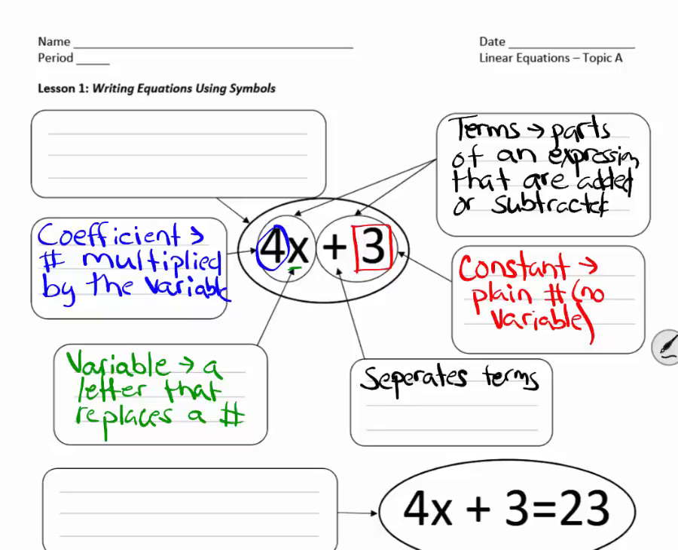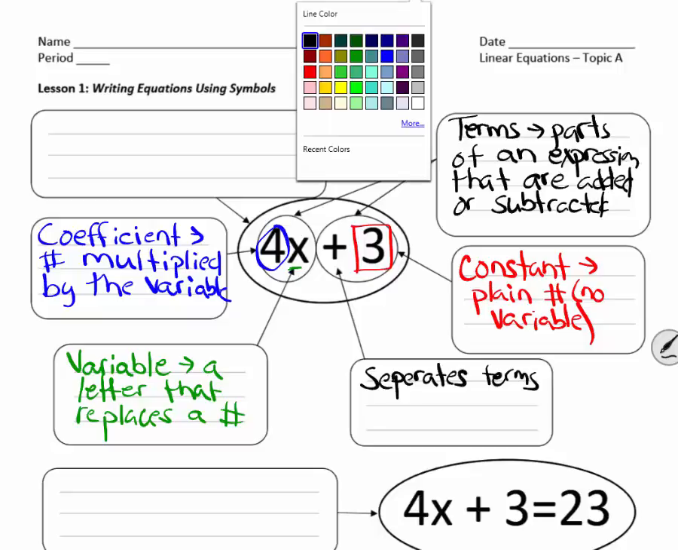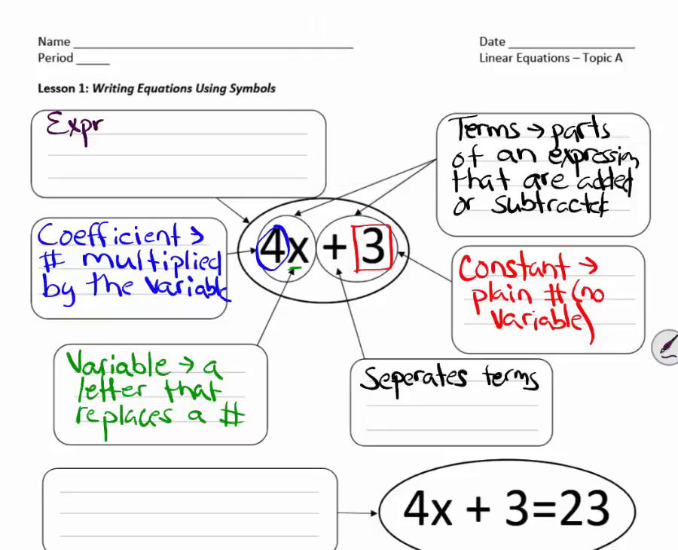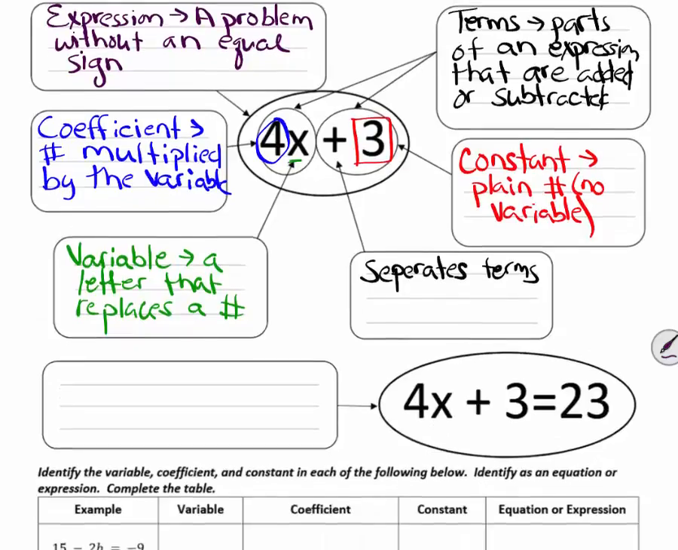Okay, now, you put these all together, and you are going to get, we'll try writing in purple, I hope. You put all of this stuff together, and what you're going to be getting is an expression. And an expression is a problem without an equal sign. Okay, no equal signs.